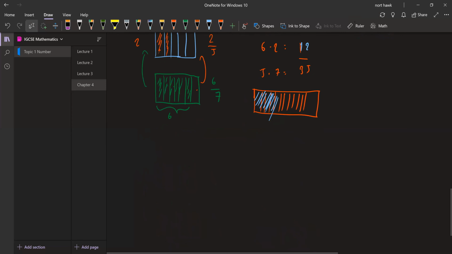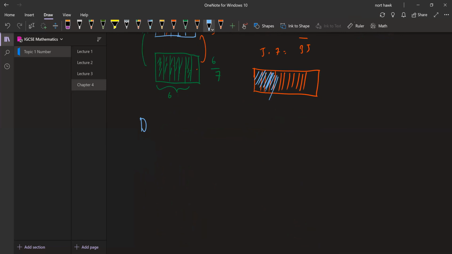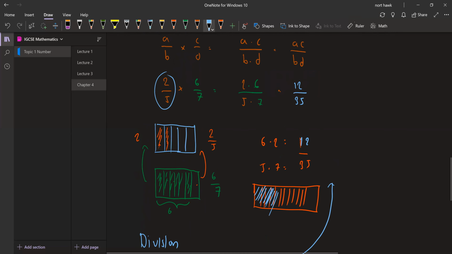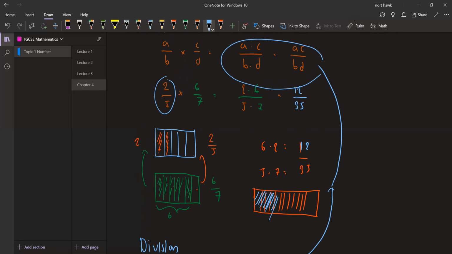Now for division, have A over B, let's divide by C over D, then it becomes A over B times D over C. So it'll be A times D over B times C. You can essentially turn the division into a multiplication, and you perform the same logic as before for multiplication.